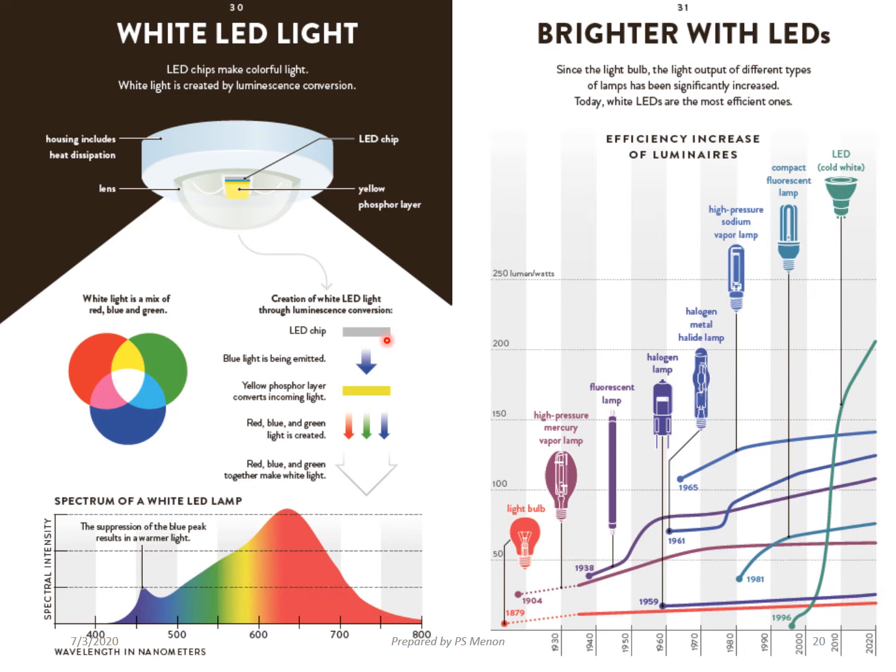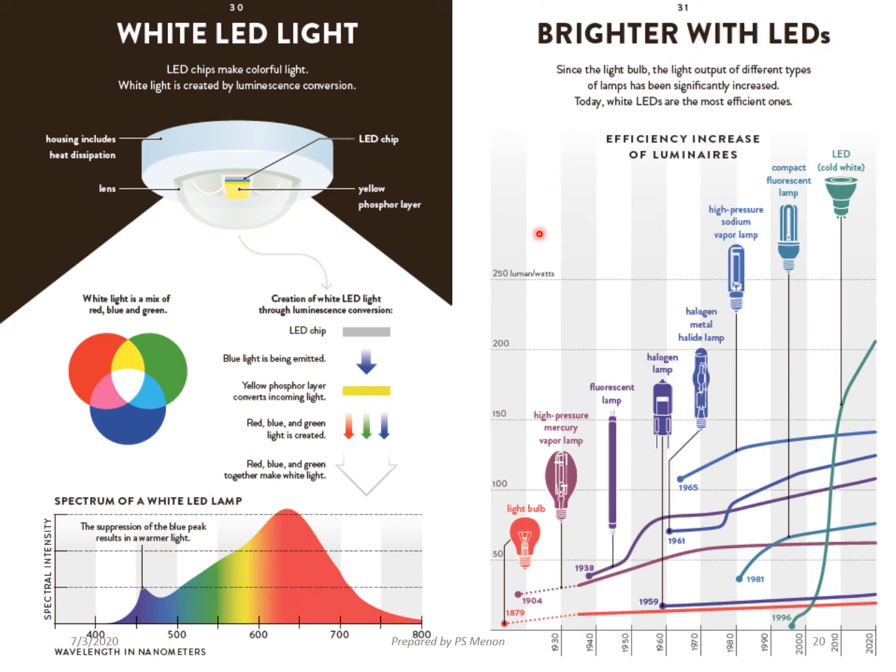Alright. And the spectrum of the white LED lamp, you can see this is the spectrum. The suppression of the blue peak results in a warmer light. Okay, we try to suppress this because this gives a cold light, so we try to suppress it. And this shows the brighter LED.